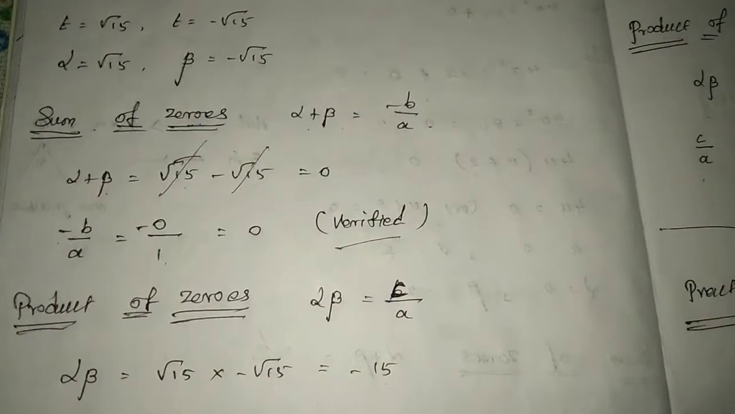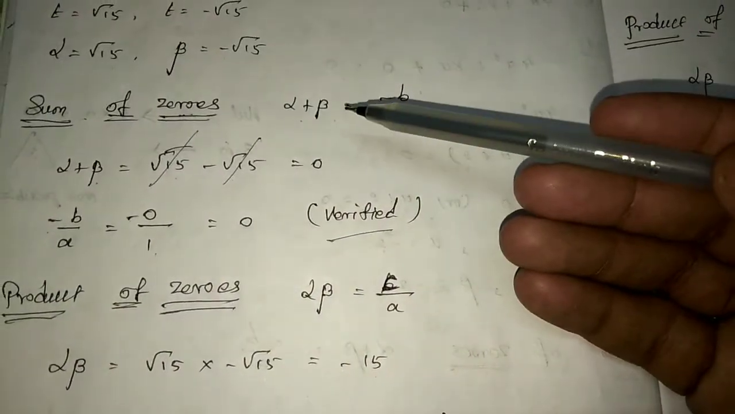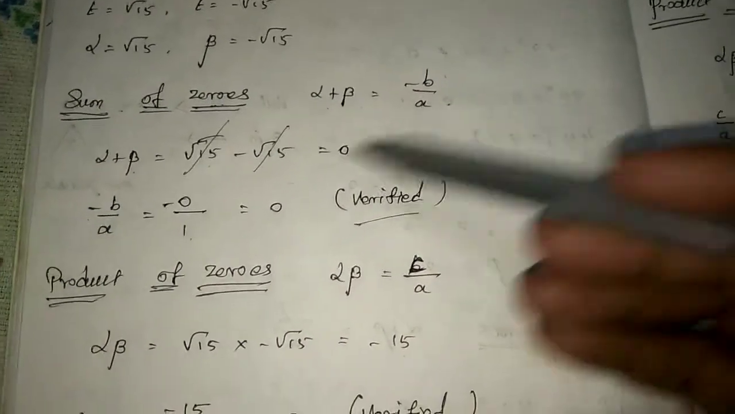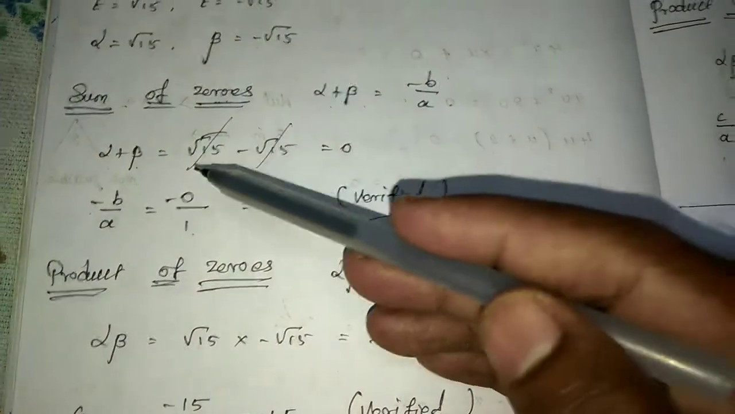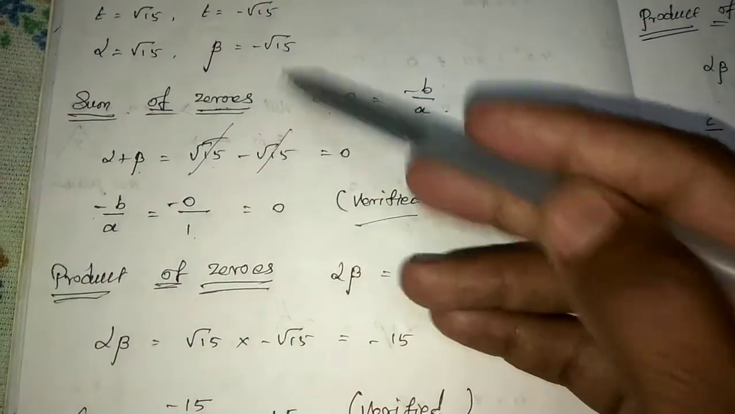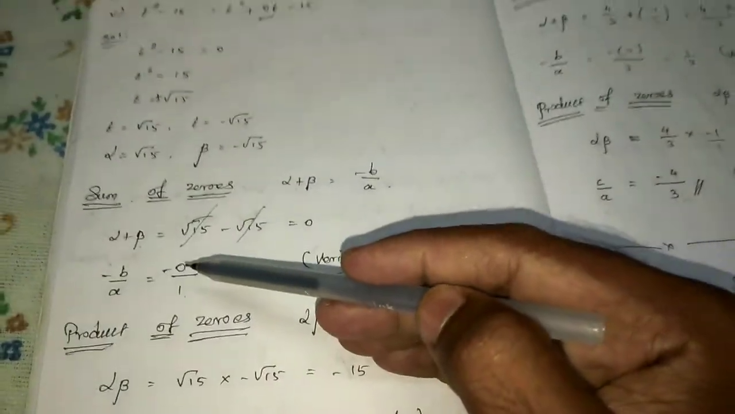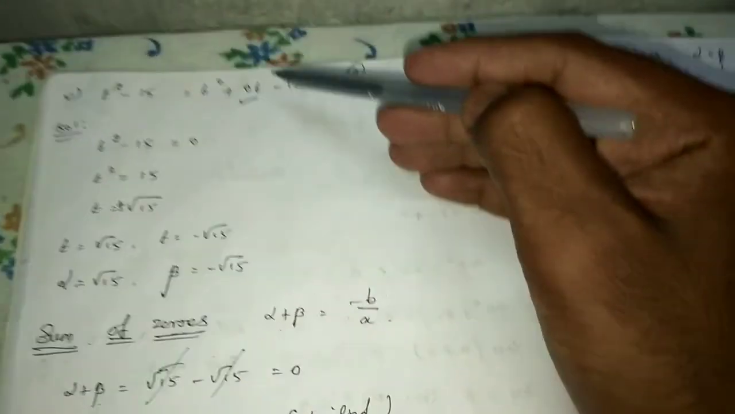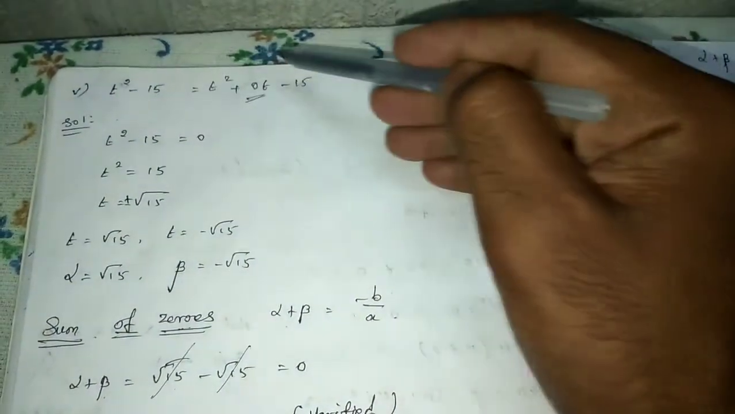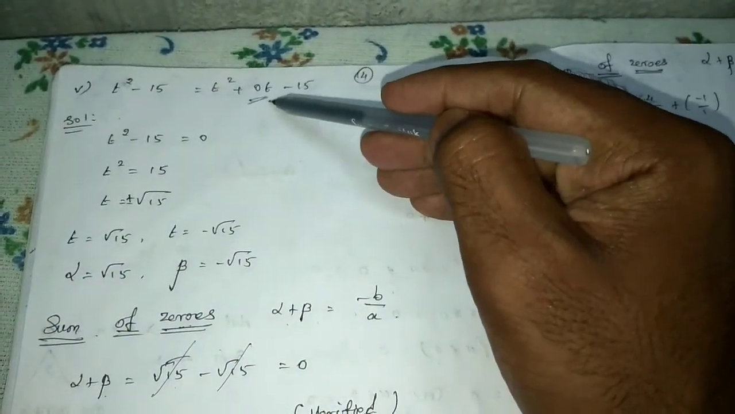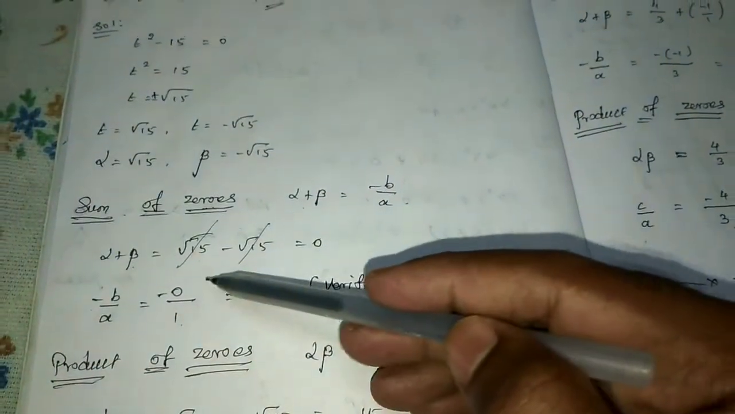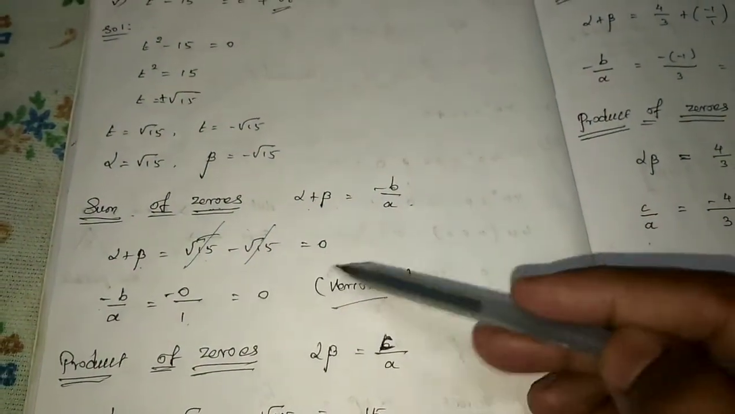So first one, sum of the zeros. Alpha plus beta is equal to minus b by a. So alpha plus beta is equal to minus root 15 plus root 15. We can cancel, that is 0. So minus b by a: in this polynomial, the b value is 0. Right? So minus 0 by 1, so 0. Both are 0, so verified.